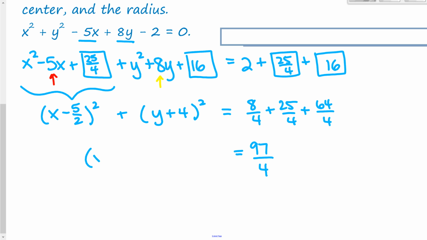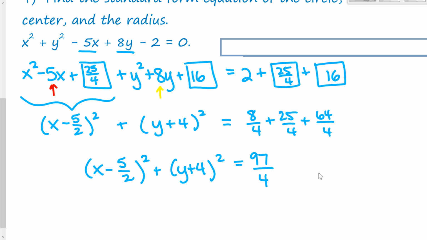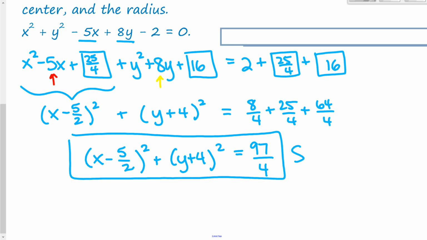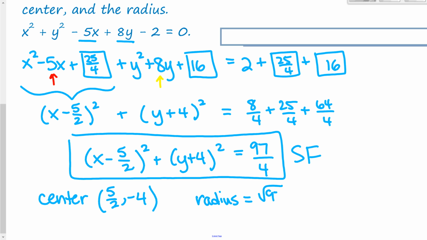So here's our standard form equation. X minus 5 halves quantity squared plus y plus 4 quantity squared equals 97 fourths. And what's the center and what's the radius? Standard form. Just looking at it now, we can see that the center, (h, k), is the point 5 halves comma -4. And we can see that the radius is the square root of 97 over the square root of 4. We can just call that 2.